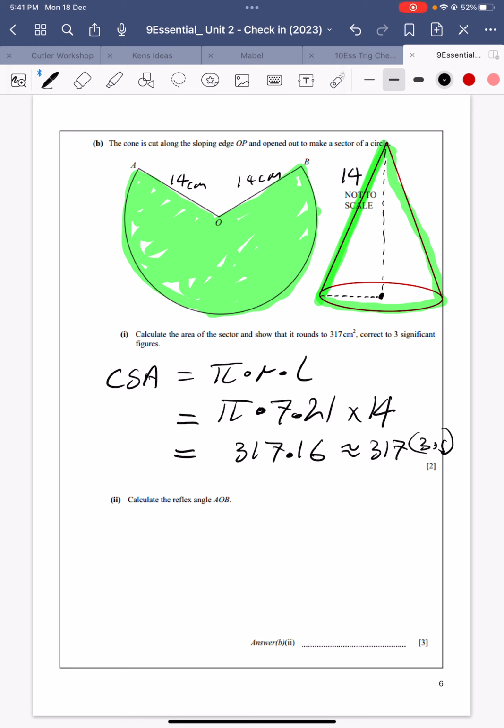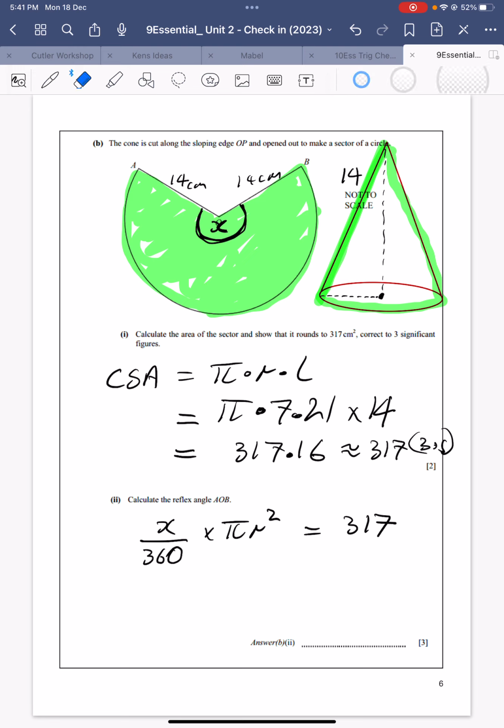And then we can again look at our particular information sheet, and we are asked to find this reflex angle. So reflex angle is more than 180, and so we have a formula, I think, right, for the area of a sector: x divided by 360, so what fraction of 360, times pi r squared. That's the formula for the area of this sector, but we know the area is 317, and we can go ahead and substitute the r value again, which is the 7.21.